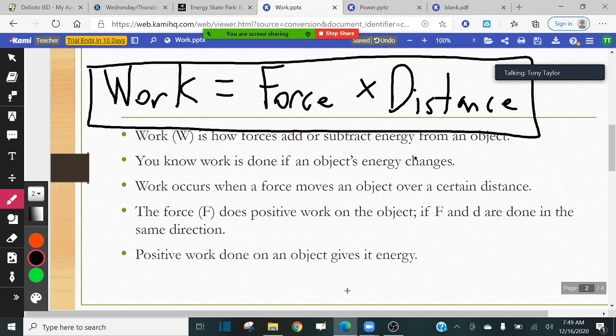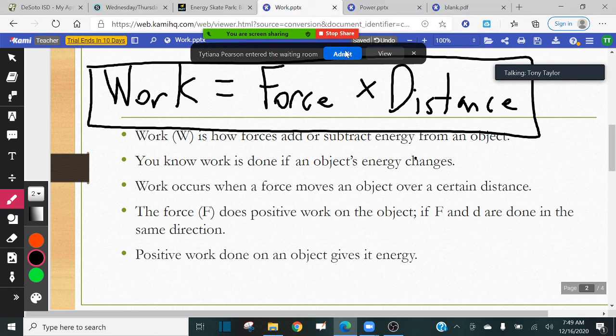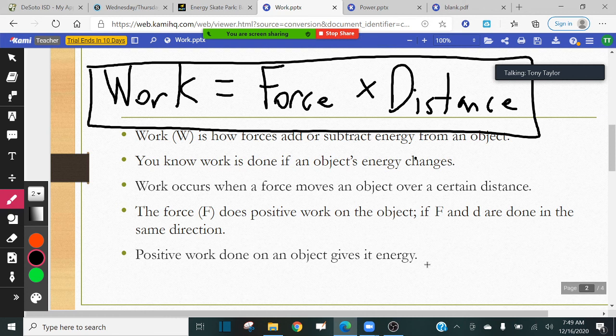If the force and the distance are acting in the same direction, we will say positive work is being done. If the force and the distance are acting in opposite directions, we will say negative work is being done. Basically, positive work puts energy into a system, and negative work takes energy out of a system. In other words, positive work gives an object energy, negative work takes energy away from an object.